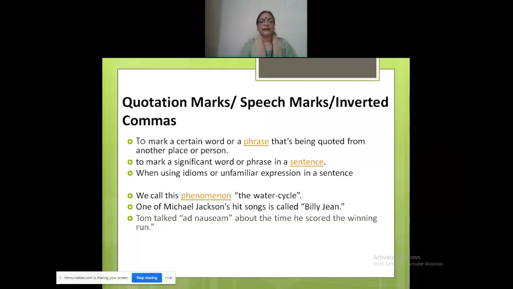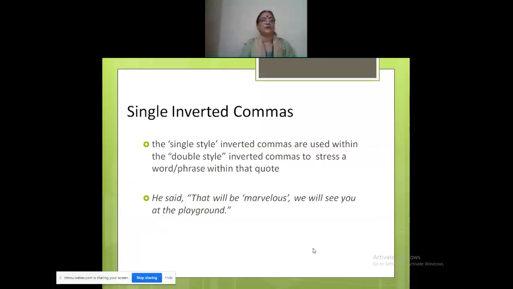Now, the next is, single inverted commas are within the double inverted commas. That is important. That will be marvelous. We will see you at the playground. If this is not highlighted, or if these single inverted commas are not there, then that will be marvelous. We will see you at the playground. We can say like this also, but if you want to highlight, then put extra stress, extra emphasis.